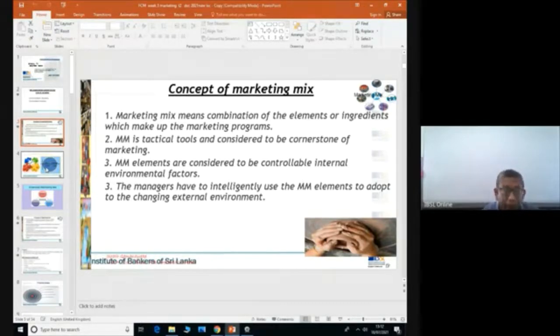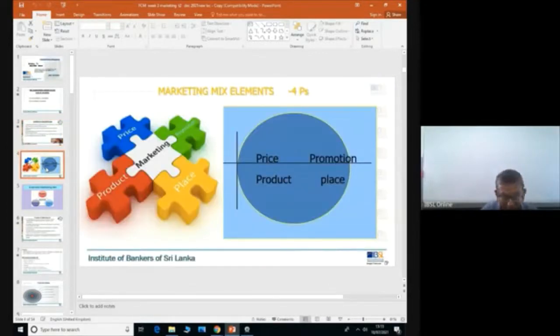Okay. Then remember, managers, people like you, have to use all these marketing mix elements intelligently to meet the requirements of the changing external environment. The person or the bank that uses their marketing mix efficiently, effectively and intelligently is what marketing is all about, beating your competitor, right? So that's why we call it the marketing concept. Clear, right? Please, if you have any problem, try to stop me and ask.